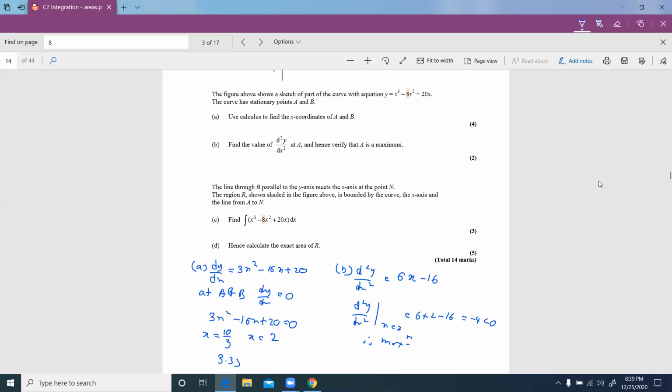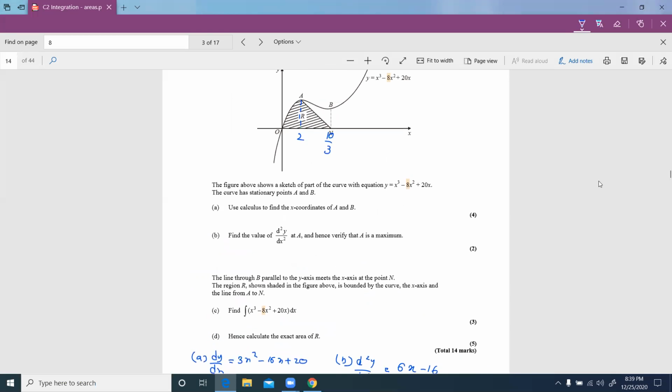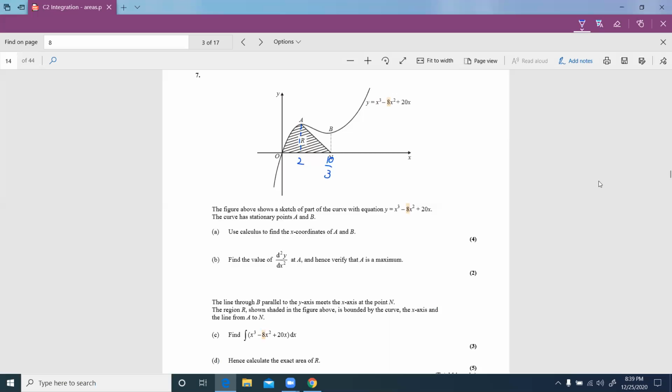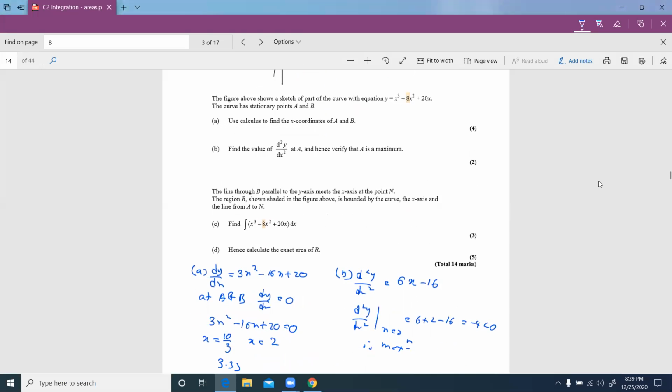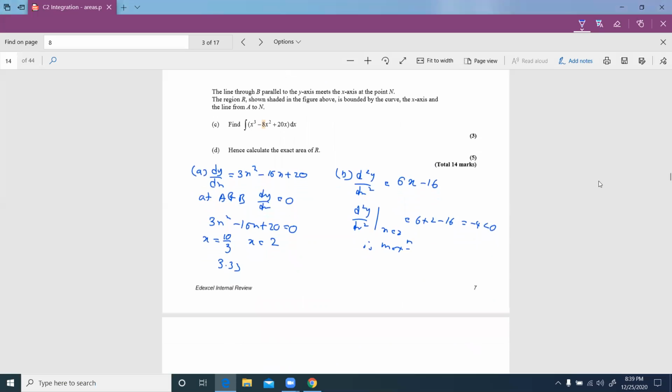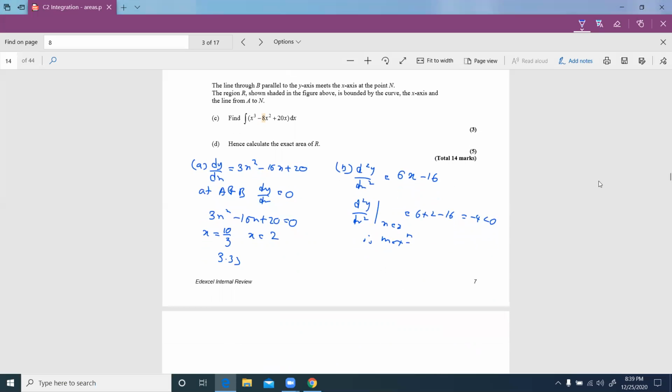Okay. Then they mention this part. Look at this. The line passing through A, B is parallel to the x-axis and meets the y-axis at point N. Over here, the x coordinate is definitely 10/3. The region R shaded in the figure above is bounded by the curve and the x-axis, and this region is shown over here. So initially they need us to find the integration of this. That is not that hard, so you can just do the integration.